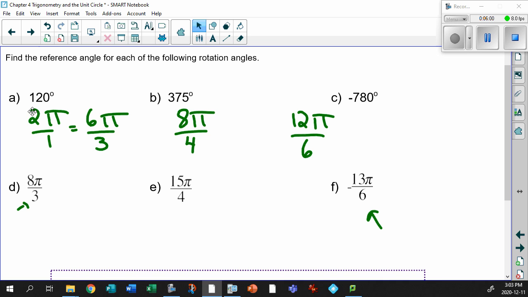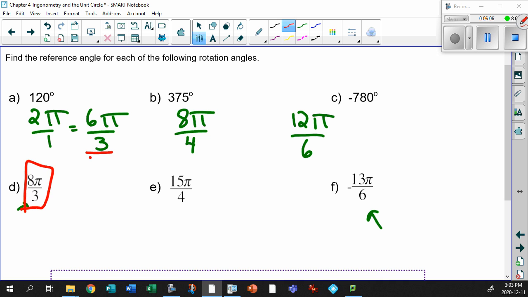Now, shop and compare. Let's go to the first one. 8 pi over 3. So if you think about it, 8 pi over 3, according to this, you must have gone around already. Because going all the way around is 6 pi over 3. You've gone an additional 2 pi over 3. But where does 2 pi over 3 end up? Where do you end up with 2 pi over 3? This should be interesting. How does this work?